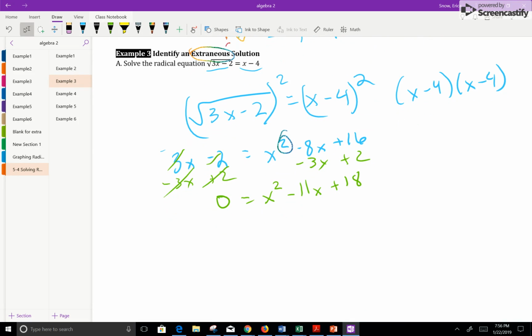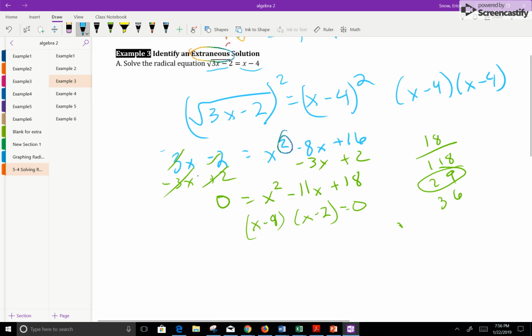Then how do we solve? Well, we factor. So we get 18, 1 and 18, 2 and 9, 3 and 6. And lo and behold, the 2 and 9 add up to 11. So we get x minus 9 and x minus 2 equals 0. So that means that x is going to be, I'm going to write this in a different color, x could be 9 or 2. Well, now we need to decide, okay, do both of these solutions work?